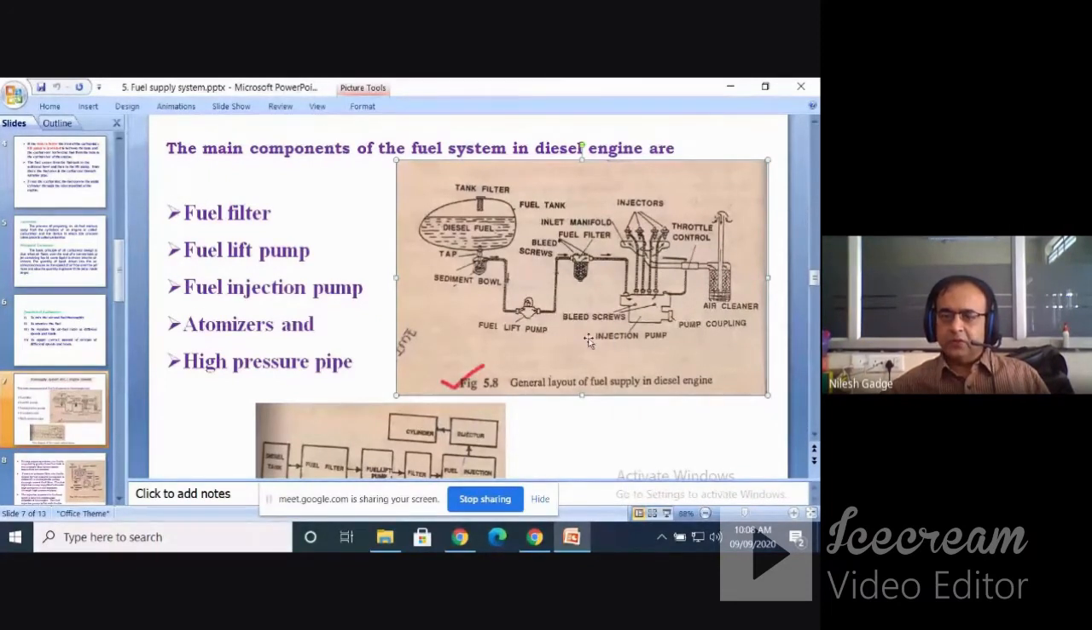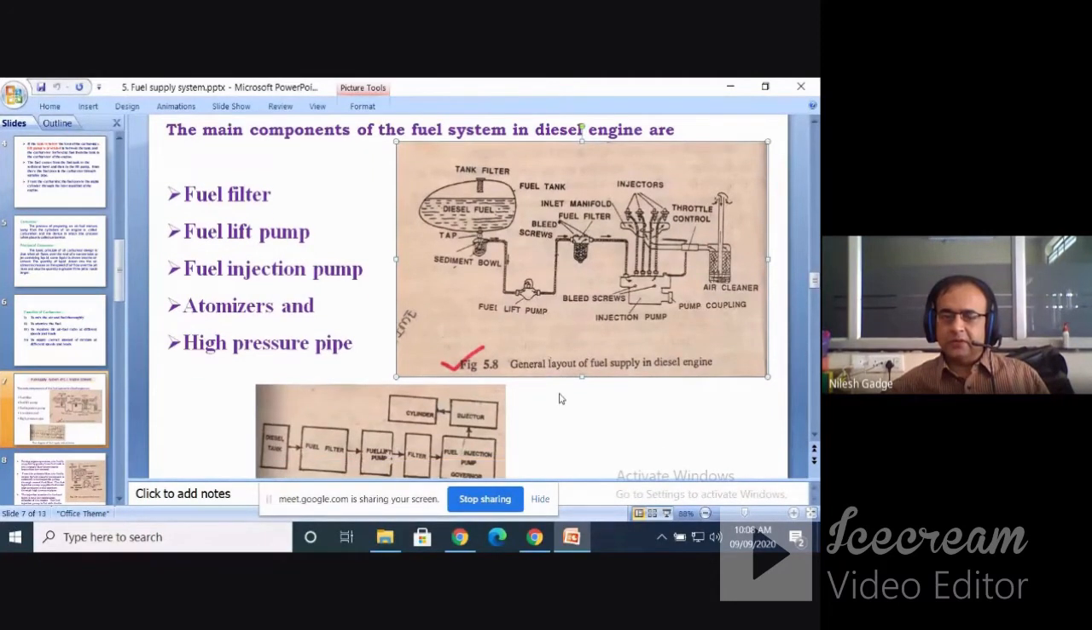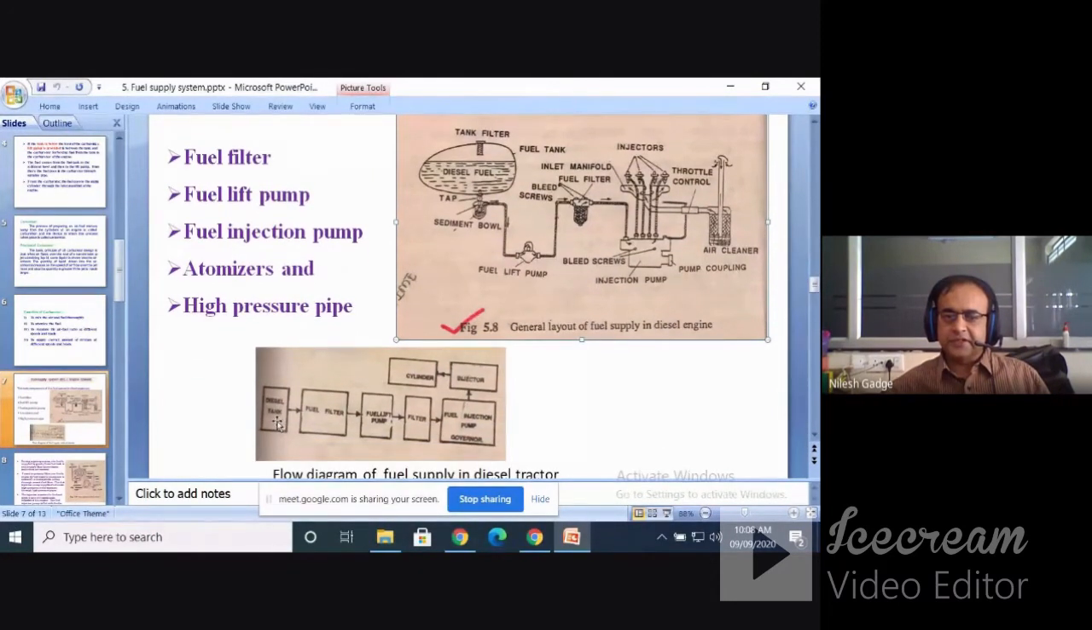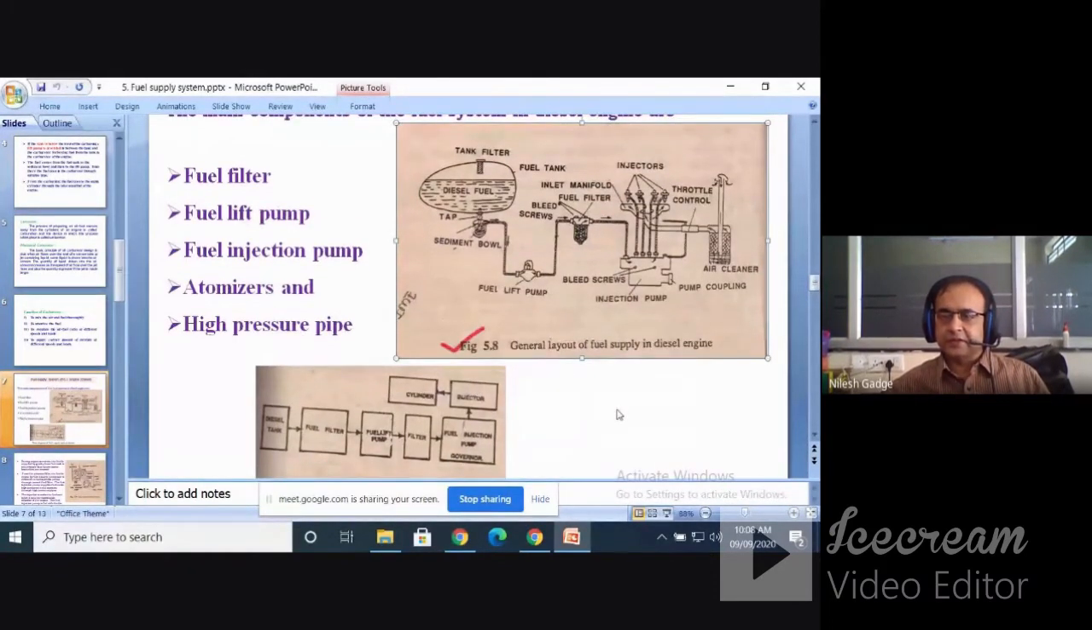So how does this fuel supply system of diesel engine work? I already told you that the first component is the diesel tank, fuel filter, fuel lift pump, then again fuel filter, then the fuel injection pump, fuel injector, and the last is the cylinder. A diesel engine is also known as a compression ignition engine, CI engine. So first of all, what happens?